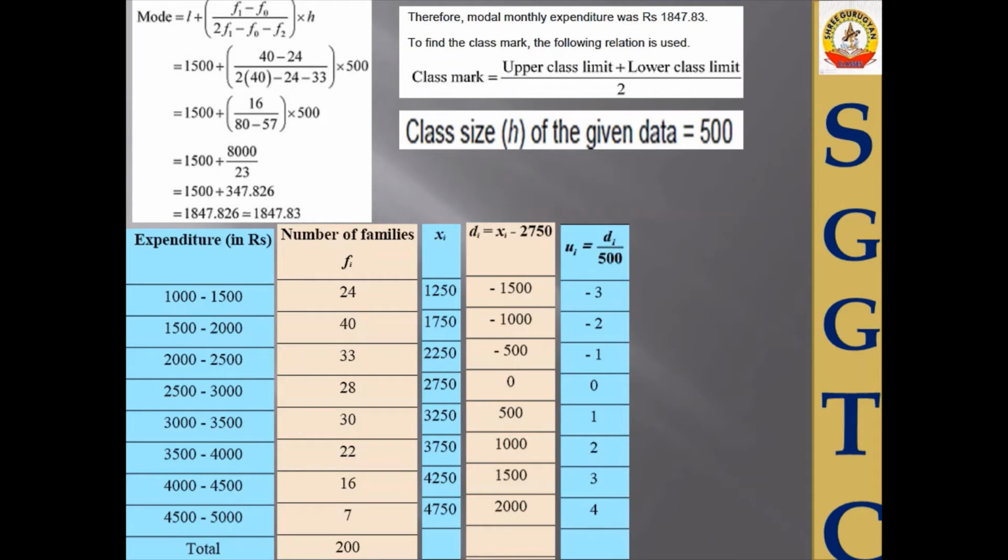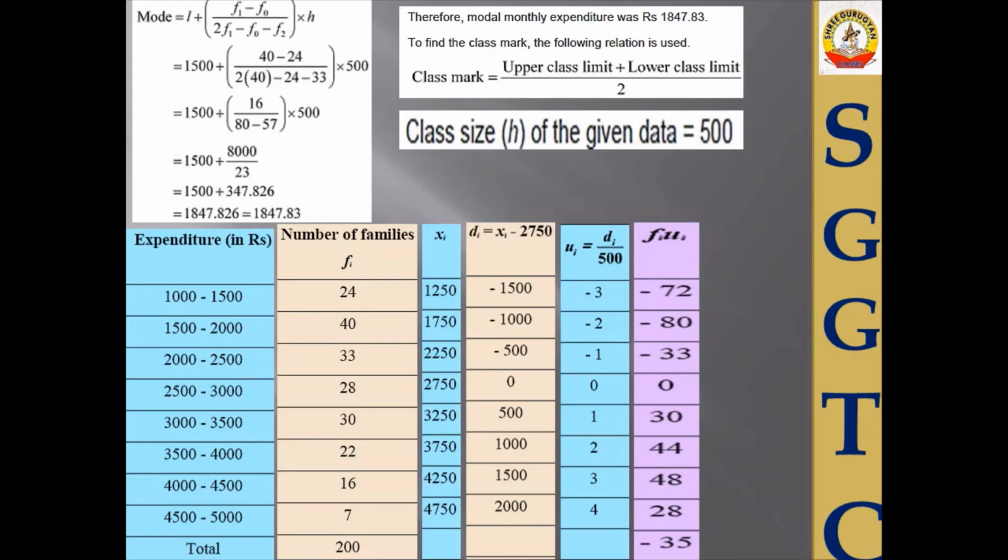Now take xi minus 2750, and after that, for ui, write down di by 500. Yes, students, di by 500. Why 500? Because the class size h given is 500. Now in the final table, fi into ui, and the total comes to minus 35, and all the values. Students, apply in the formula for the mean.